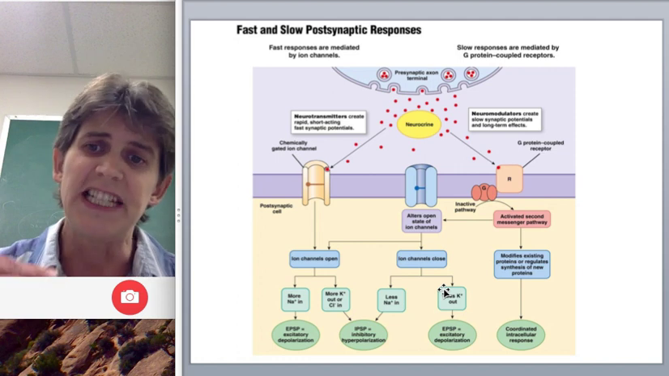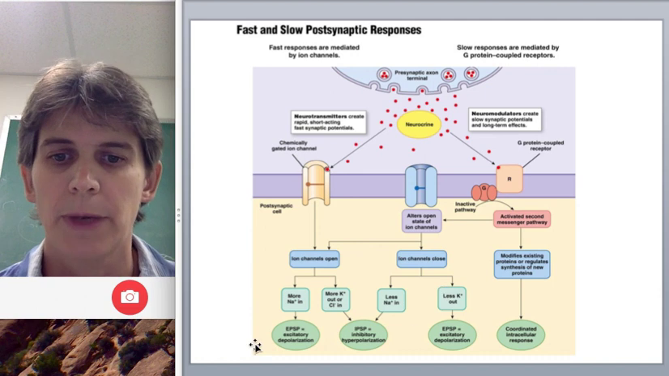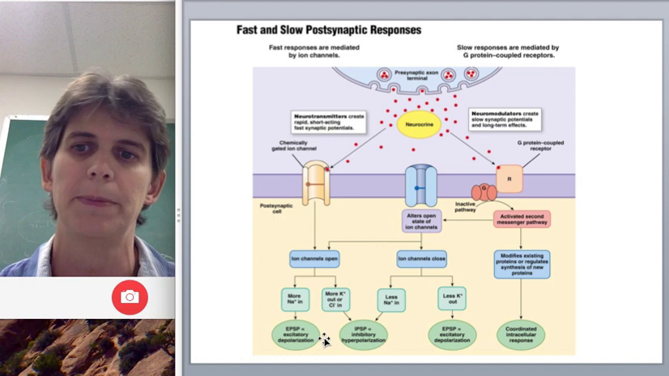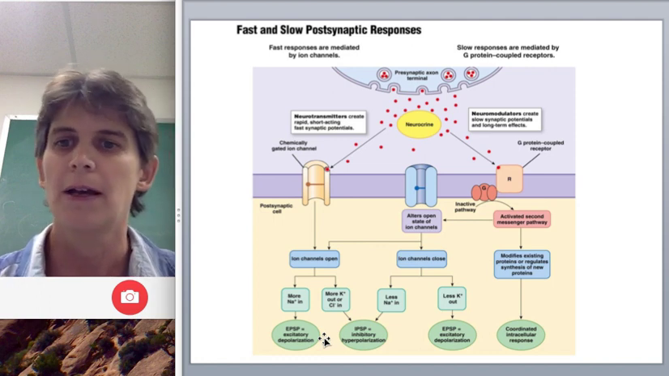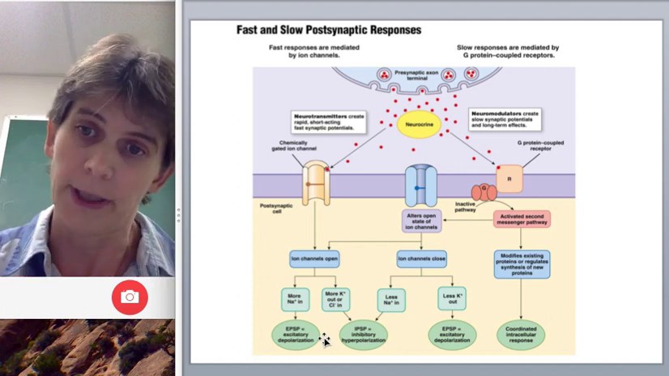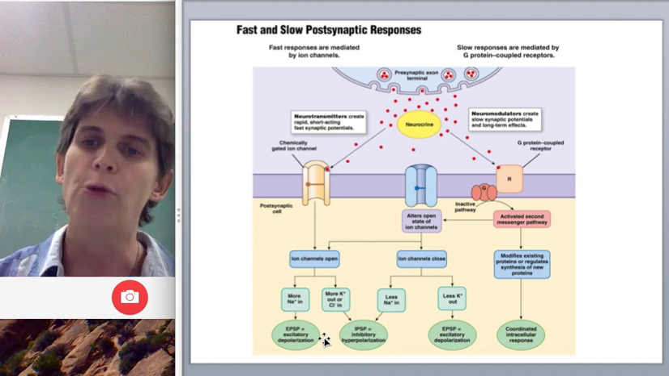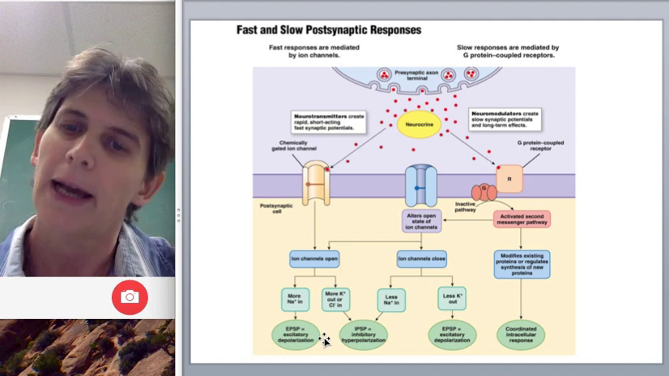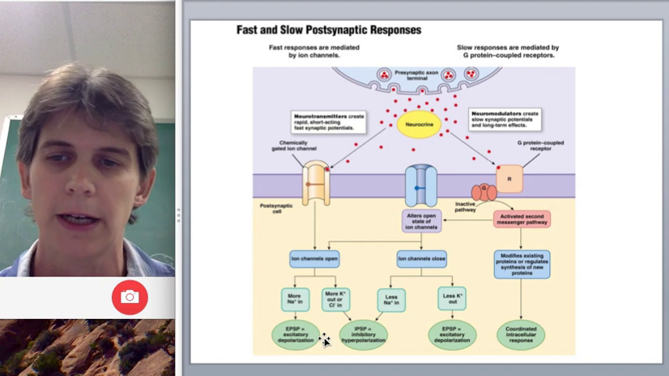If the result is depolarization, going closer to zero, then we call that an excitatory postsynaptic potential. So it's postsynaptic, right, because this is the cell post or after the synapse. It's a potential because it's an electrical change. And it's excitatory because if the cell becomes relatively depolarized, that will push the cell towards the threshold for its own action potential. It's not the case that one EPSP will lead to an action potential.